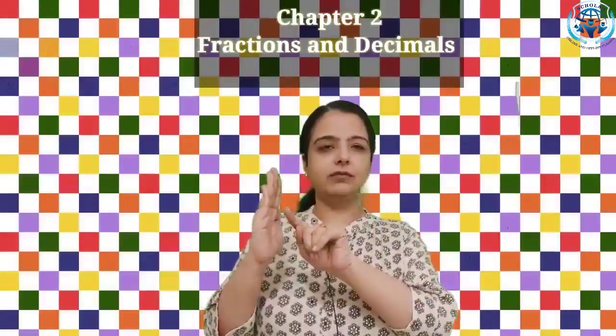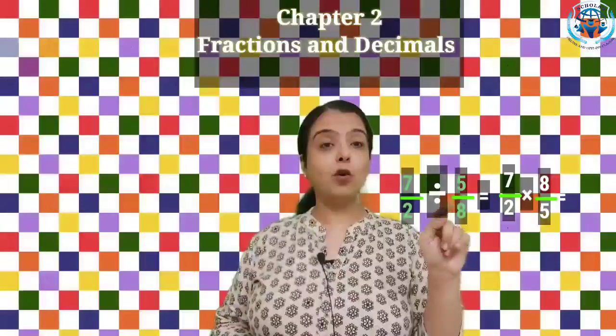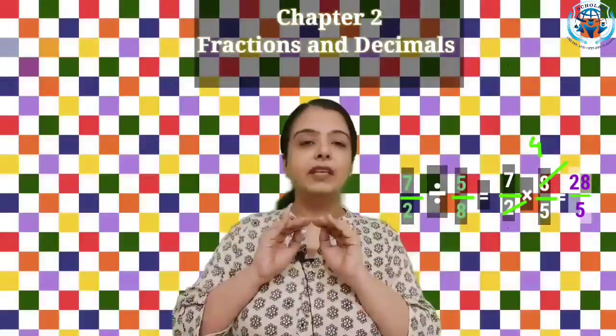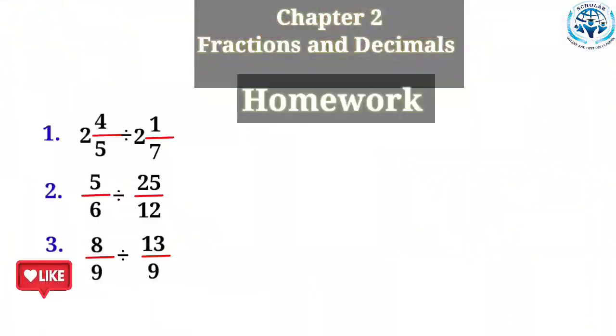Finally, when we are dividing two fractions, the second fraction will be reciprocated and multiplied with the first fraction. This is one example. 7 by 2 divided by 5 by 8 is 7 by 2 into 8 by 5. And this is the result of division. That means this is the answer. Now I am giving you some questions to do in homework.